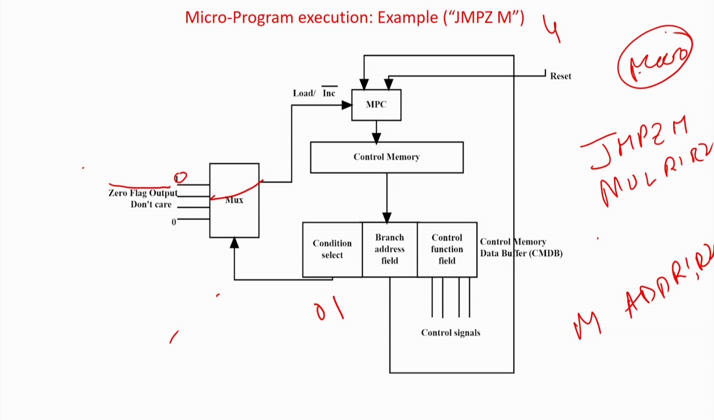So what it is saying, if it is jump on 0, that is the 0 flag is set, then basically you have to load the program counter corresponding to this. And if the 0 flag is not set, just the program counter will be incrementing. That is at the macro program level. Now we see what happens at the micro program level.